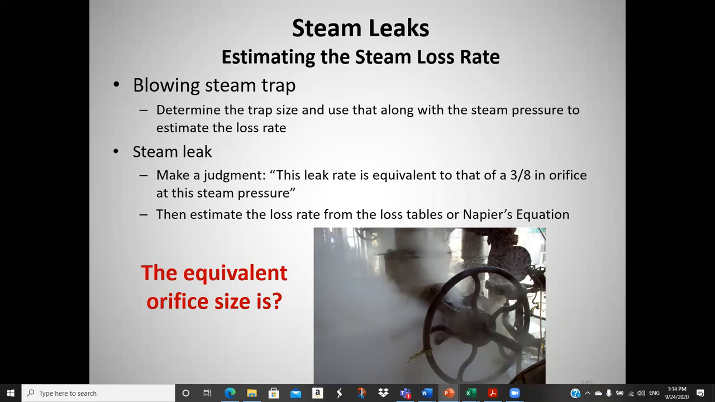Okay, blowing steam trap: determine trap size, which I gave you, and use that along with steam pressure to estimate the loss rate. Steam leak: make a judgment, then estimate the loss rate.